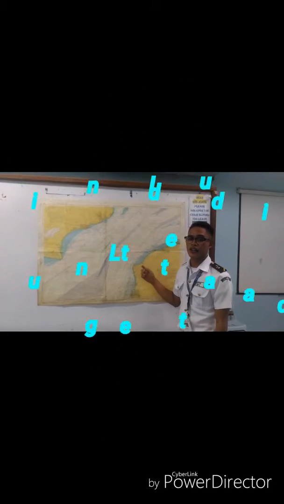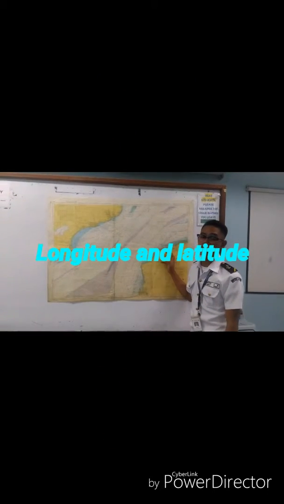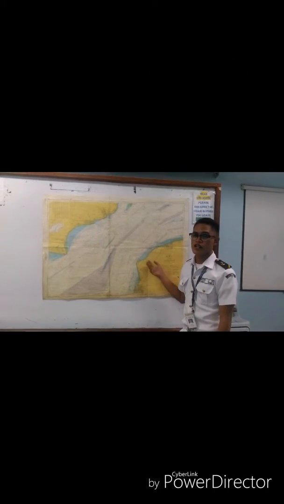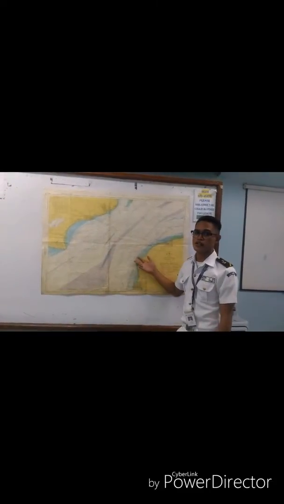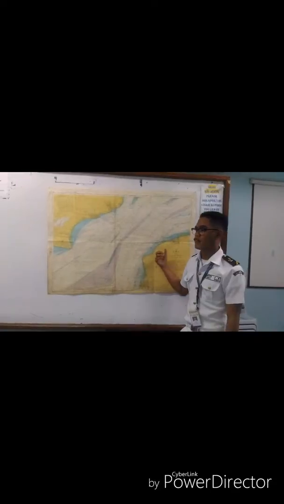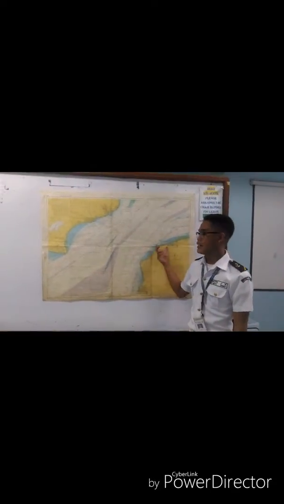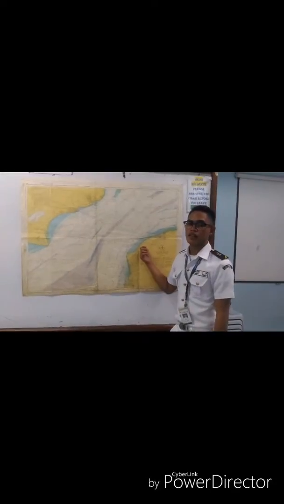To find the coordinates of the navigational chart, we must know the longitude and the latitude. First is how to measure the longitude. To measure the longitude, it measures from east to west. And the latitude, it measures from north to south.